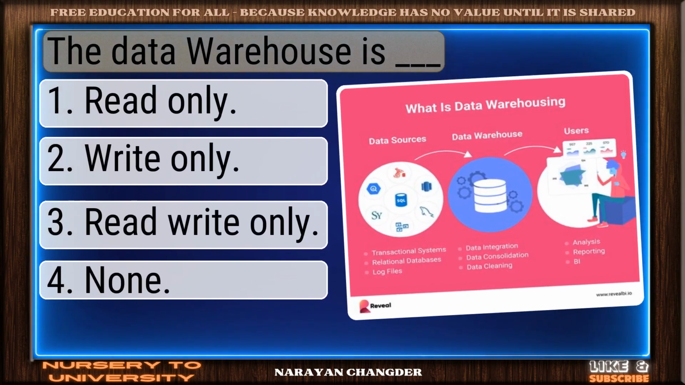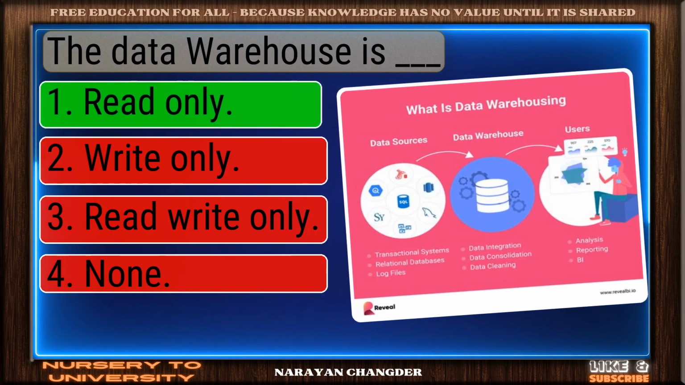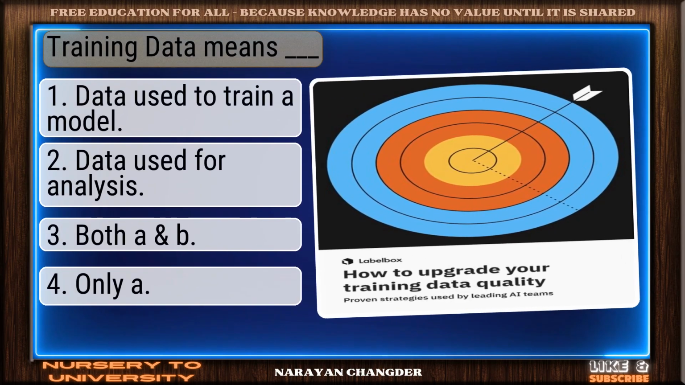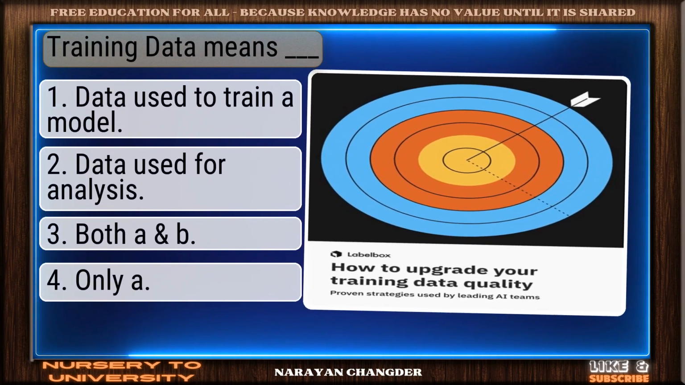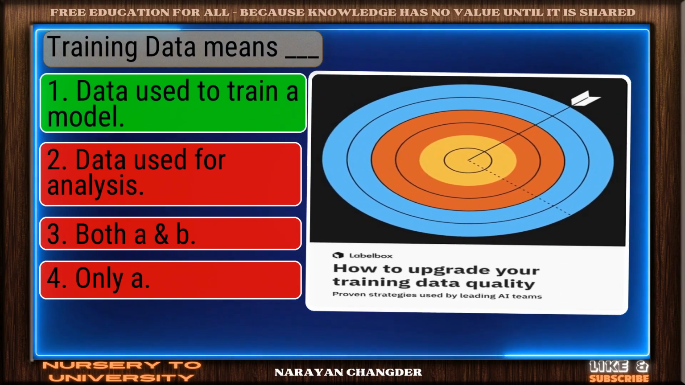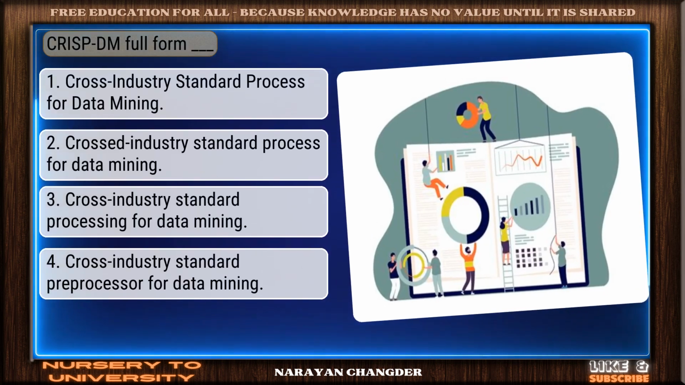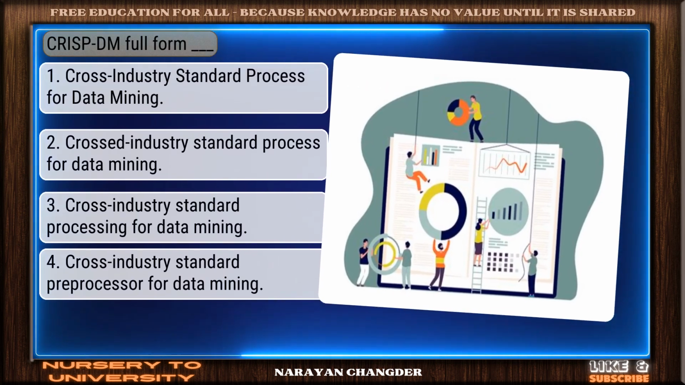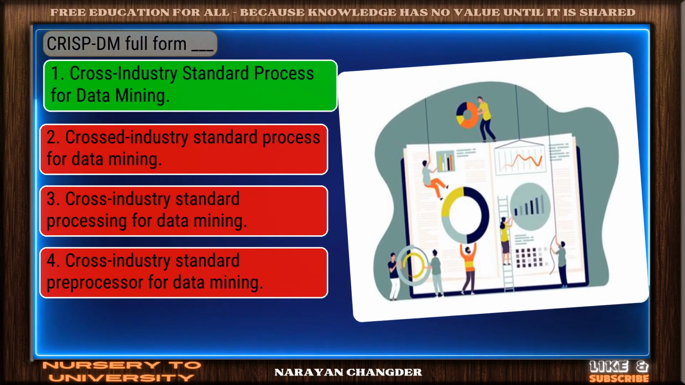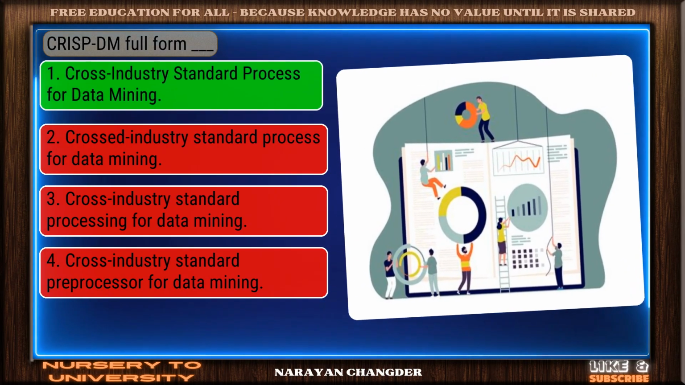Question number 70. The data warehouse is dash. Smart move. Read only is an accurate answer. Question number 71. Training data means dash. Strong choice. Data used to train a model is the right answer. Question number 72, CRISP-DM, full form dash. Solid response. Cross-industry standard process for data mining is a valid choice.